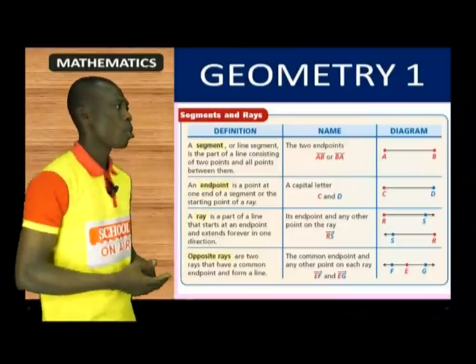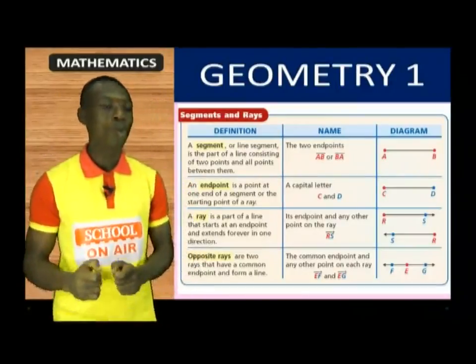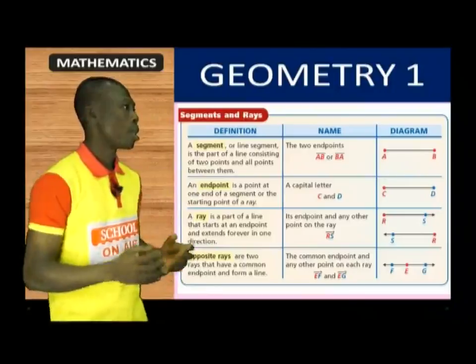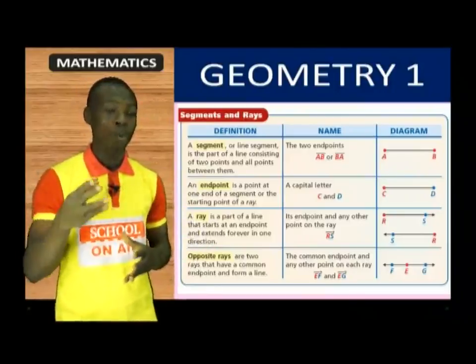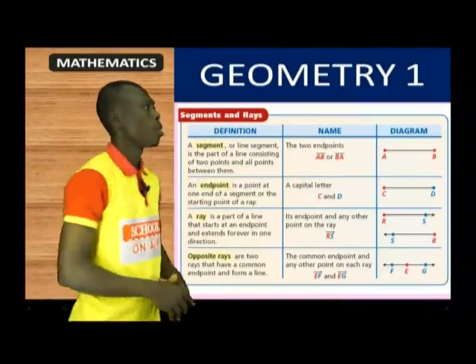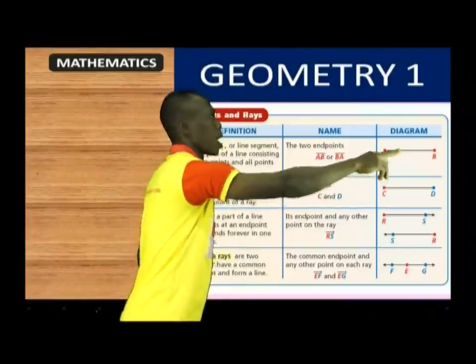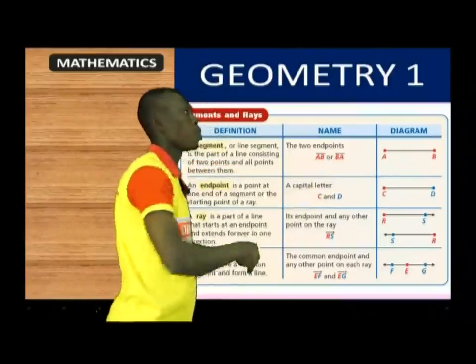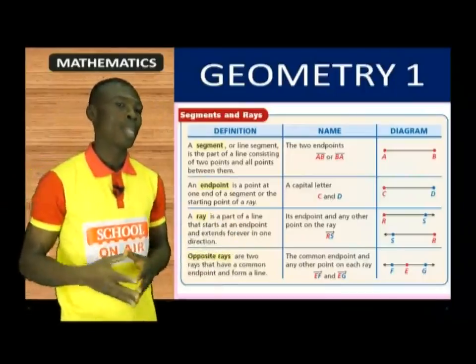A segment, or a line segment, is the part of a line consisting of 2 points and all the points lying between those 2 points. That's what we defined a segment to be on that episode. You can see that you have a line segment AB there. If we have any other point lying in between A and B, we still call it segment AB, or a line segment.